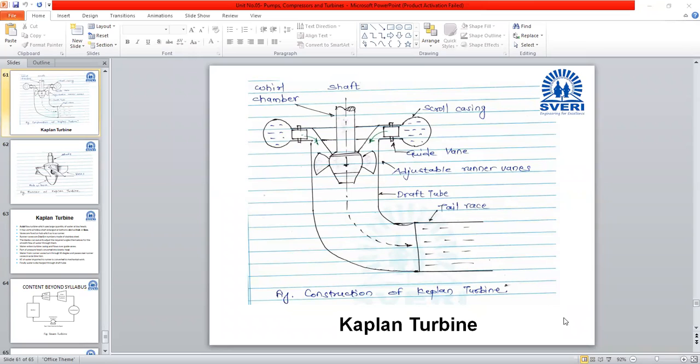What is the difference between the Francis turbine and the Kaplan turbine? The Francis turbine is a mixed flow turbine, and the water flowing in the Kaplan turbine is axial flow. Okay, I have one more video here which compares all three turbines. Once you complete this diagram, we will see this comparison.